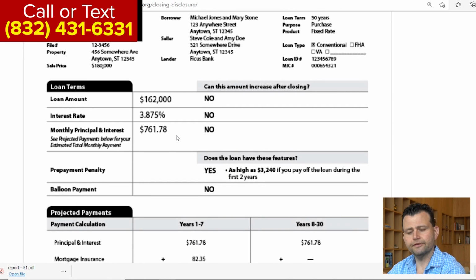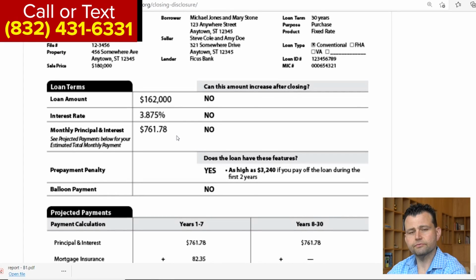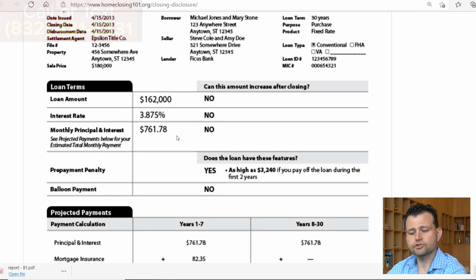It says the loan amount here in this example is $162,000. The interest rate is 3.875. And it shows to the right of it whether this amount can increase after closing. It says no. That means the rate will not change, your loan amount will not change, and your principal and interest is $761.78. That will not change.